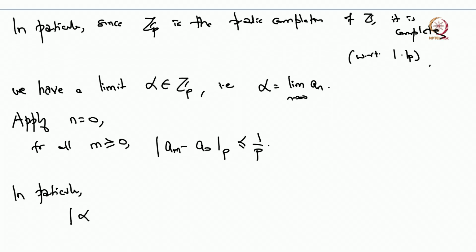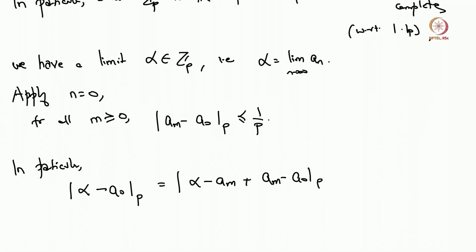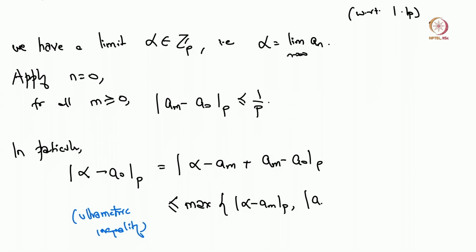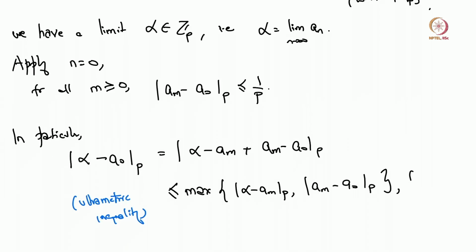if you take the difference between alpha and a naught, and again you play the same game of adding and subtracting am and applying the ultrametric inequality, what you have is that the difference between alpha and a naught in p-adic absolute value is less than or equal to the maximum of alpha minus am in p-adic absolute value and am minus a naught in p-adic absolute value. And this is true for all m.